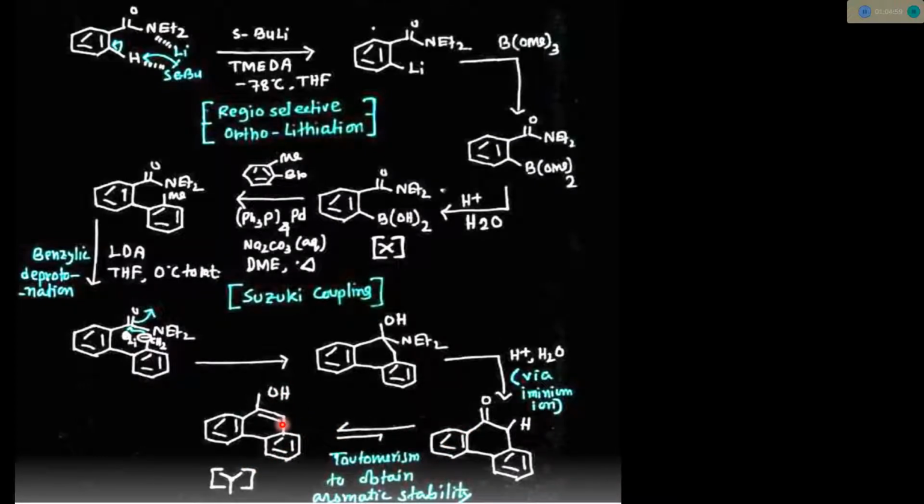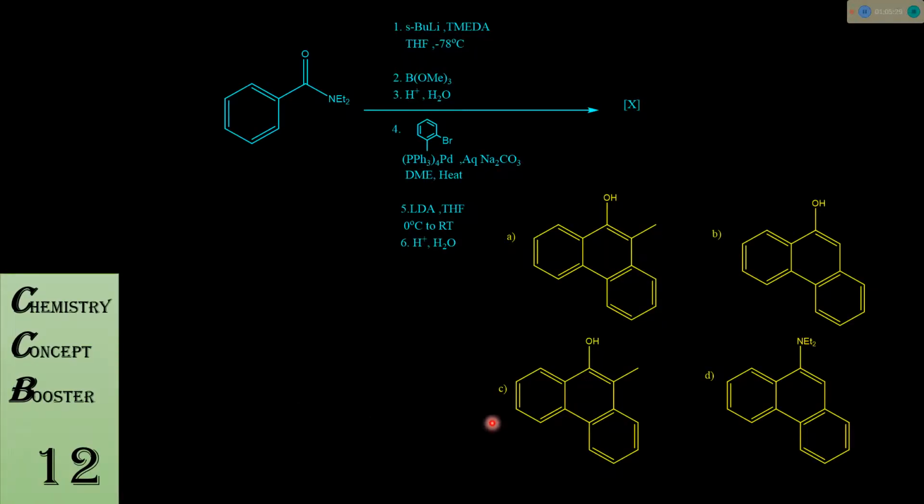In keto-enol tautomerization, normally in most cases we see the keto form is more stable than the enol form, but in this case, since after converting to the enol form the whole system becomes aromatic, the enol form is more stable, and this whole moiety exists as the enol form. So this is the final product. So the final product is B.